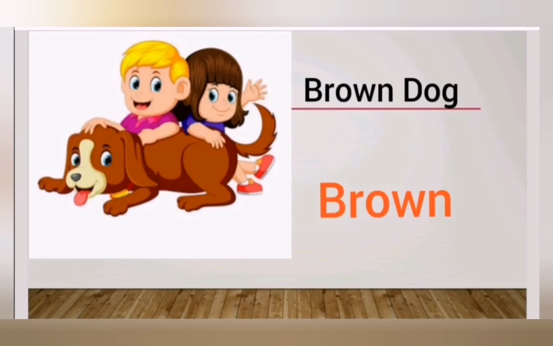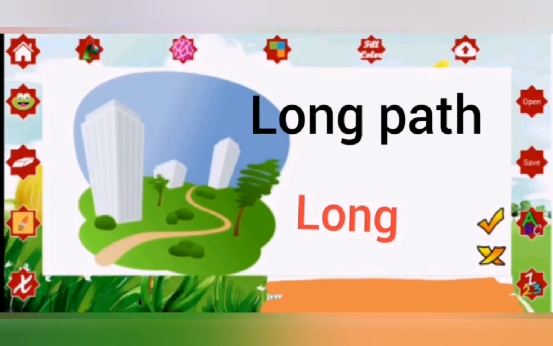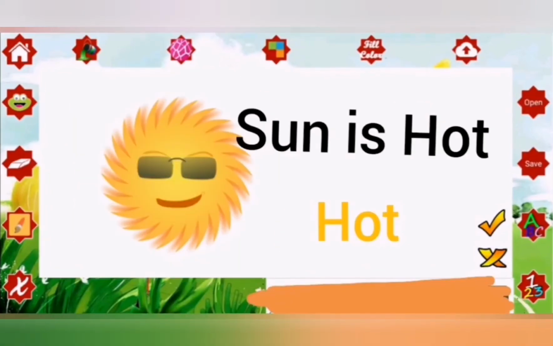Brown dog. Here, brown is an adjective that describes or modifies an animal. Long path. Here, long is an adjective and it describes a place. Sun is hot. Here, hot is an adjective and it describes or modifies a thing.